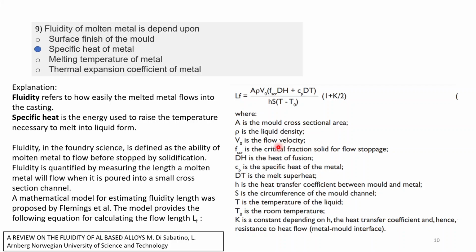V naught is flow velocity. Critical fraction solid for flow stoppage, heat of fusion, melt superheat, all these also affect your fluidity. Melt superheat means how much you are heating your material above melting temperature. So if you heat it more above the melting temperature, then it will have higher fluidity. All these parameters will be affecting it, and among these parameters there is not thermal expansion coefficient or melting temperature or surface finish of the mold.